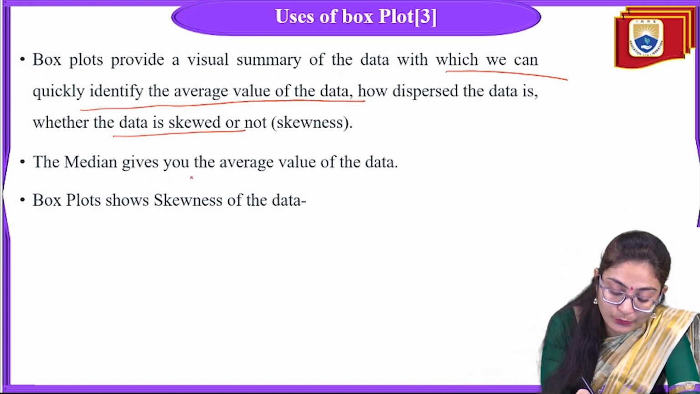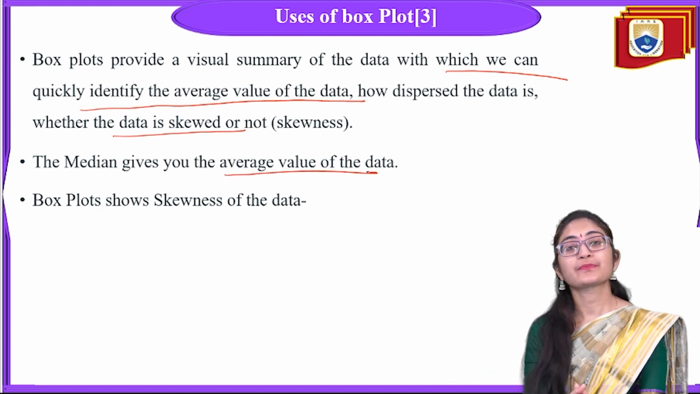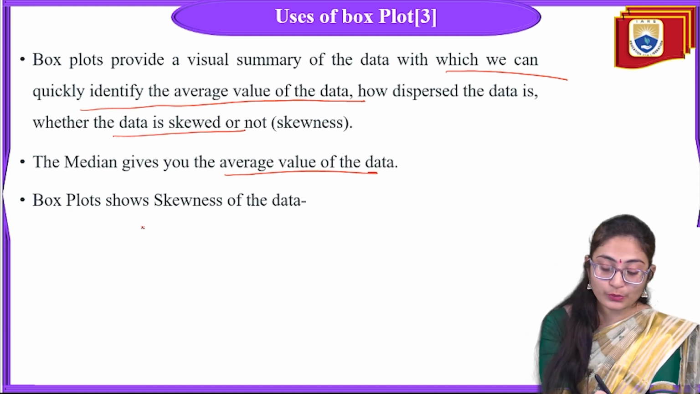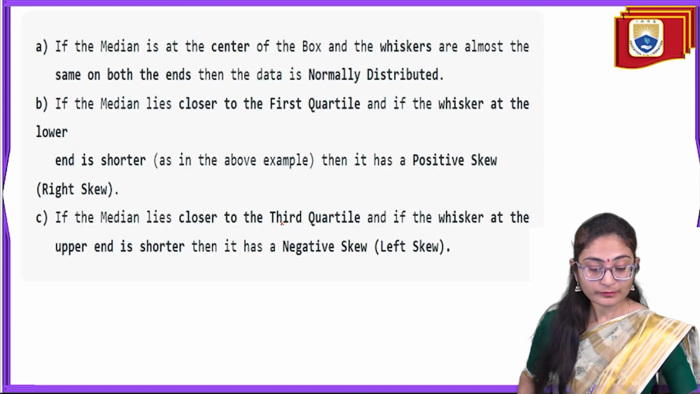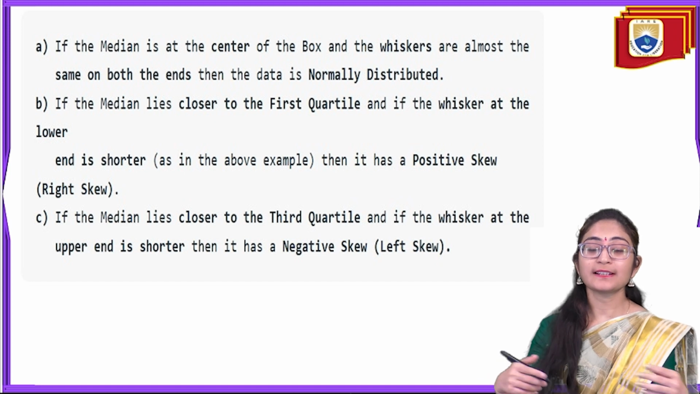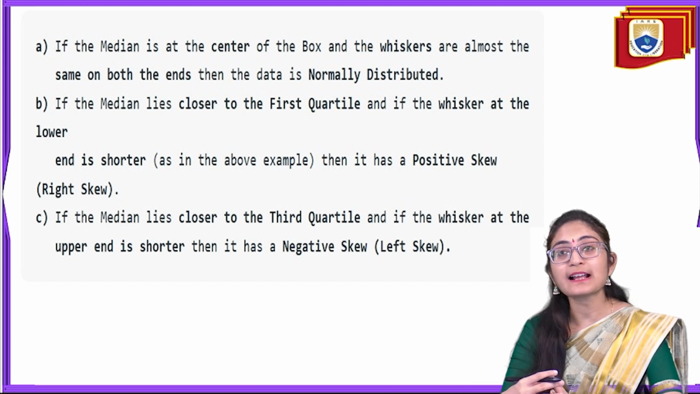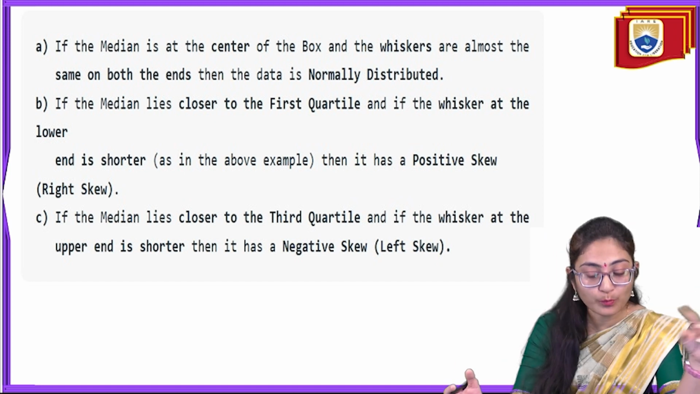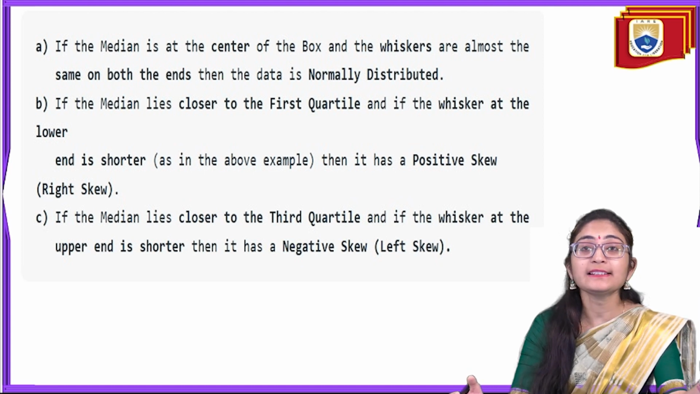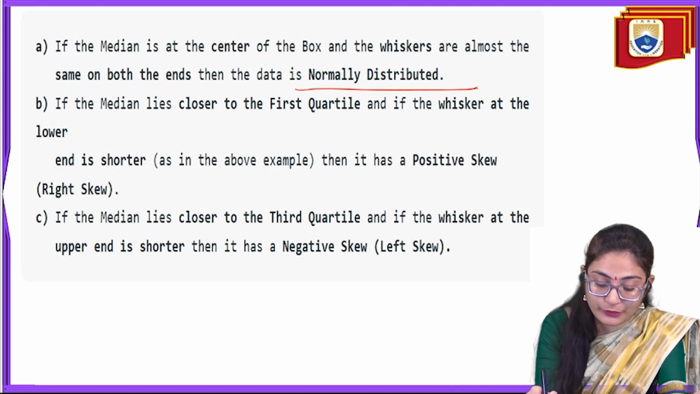The median gives you the average value of the data and the box plot shows the skewness of the data. If the median is the center of the box and the whiskers are almost the same on both ends, then the data is normally distributed.